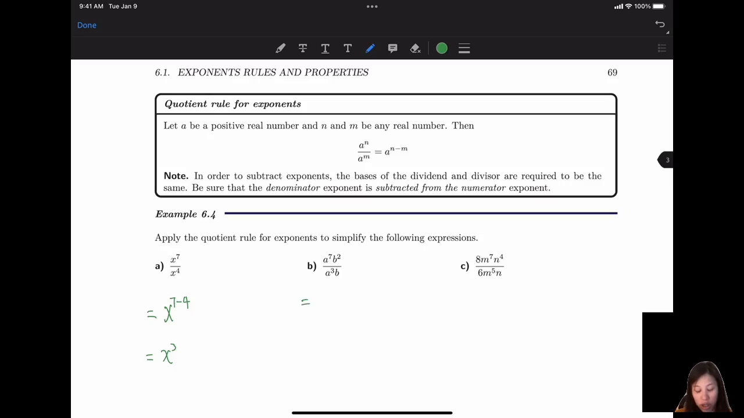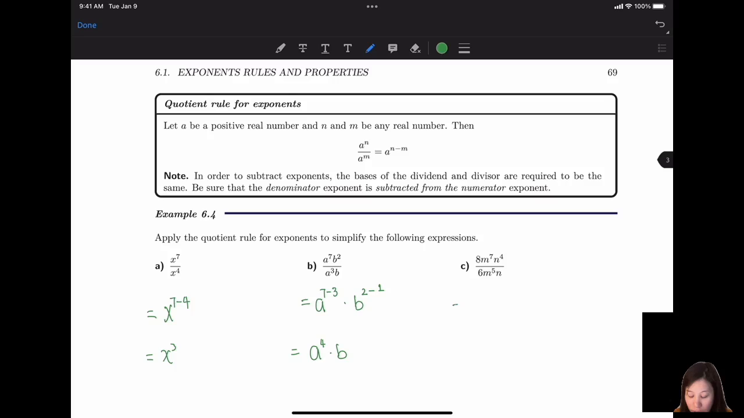Here, similar to the trick, we just let the variables with the same base. They have to be the same base because the base of the divisor and dividend has to be the same. So that means we want a to the 7 minus 3 times b to the 2 minus, remember this one, if they didn't have an exponent, it doesn't mean 0, it means 1. So this is equal to a to the 4th times b to the 1.